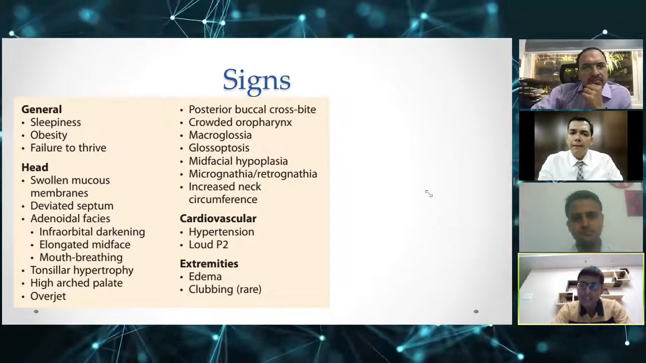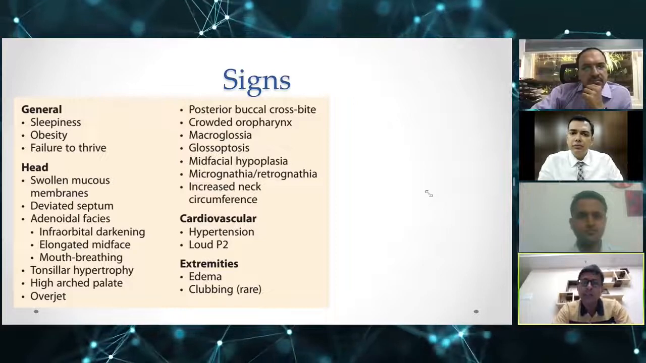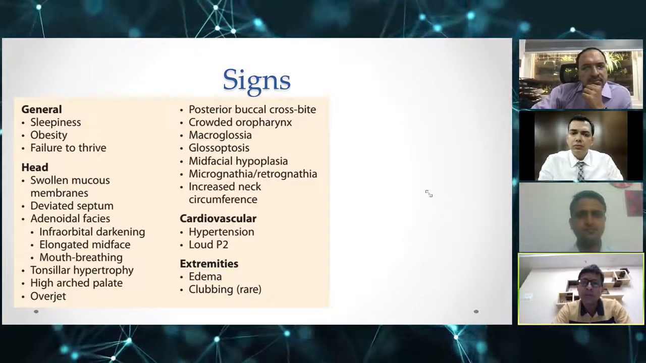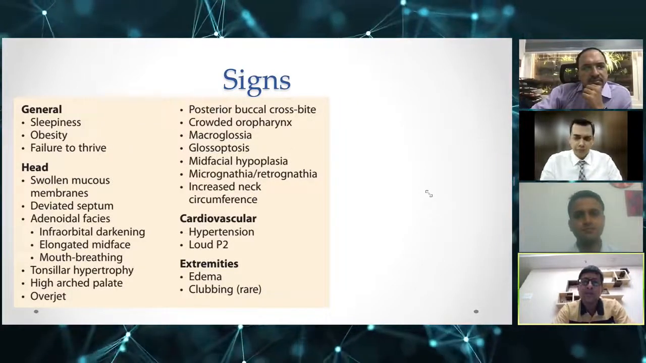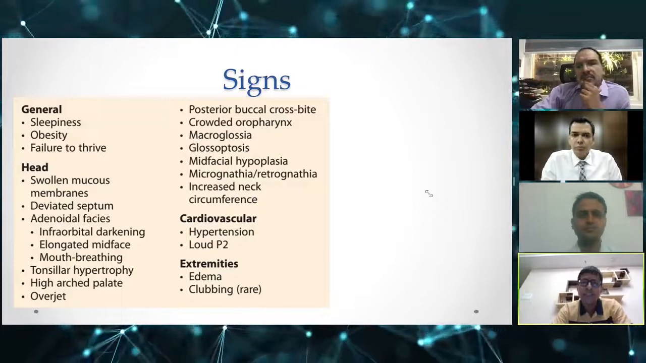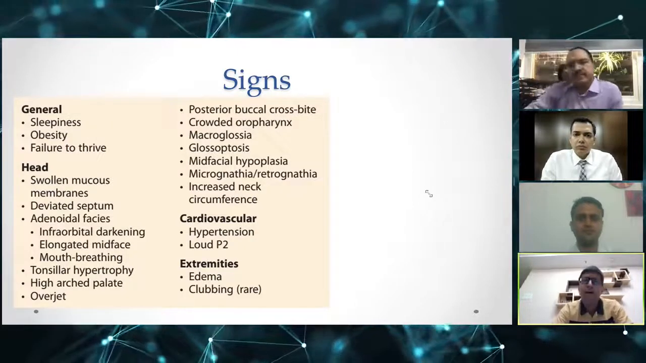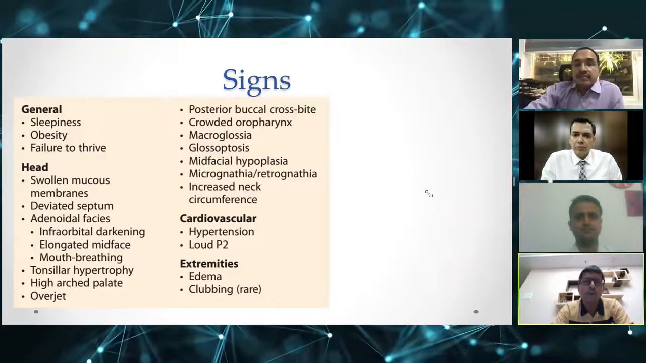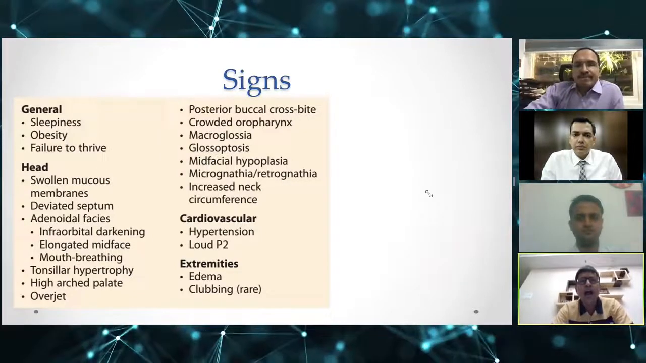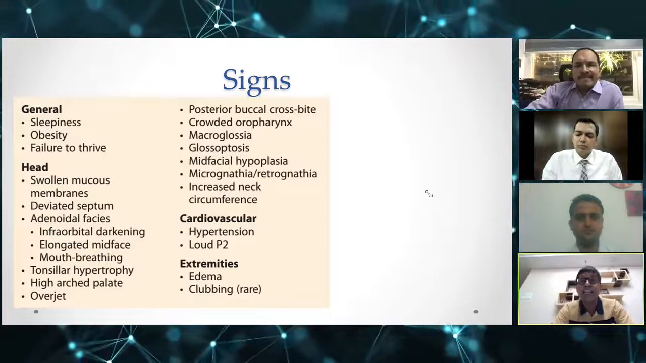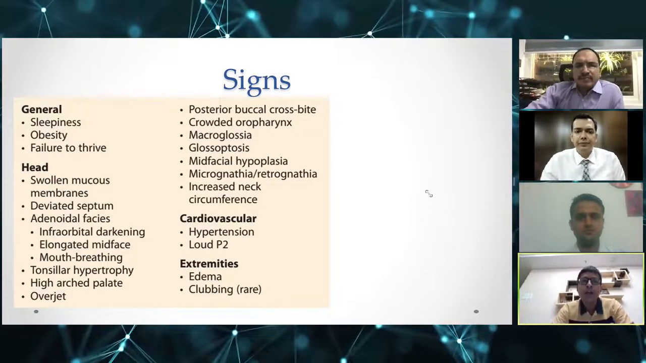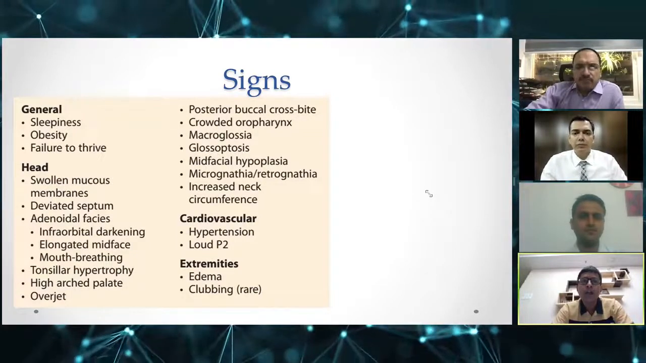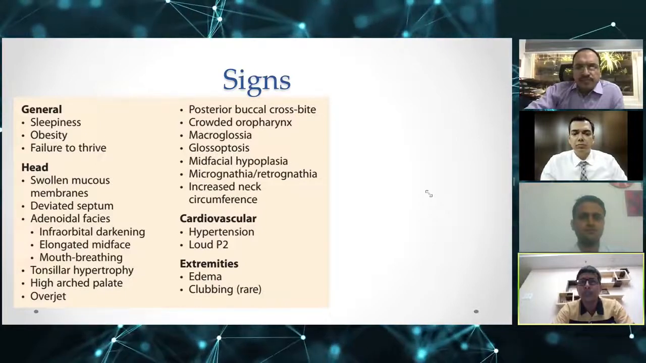The high arched palate, narrow maxilla, the width of the maxilla, the width of the hard palate, very narrow in these patients. And there are different kinds of permutation and combination of dental malocclusions like overjet, overbite, crossbite, and definitely related macroglossia. So these are the findings we usually routinely get.